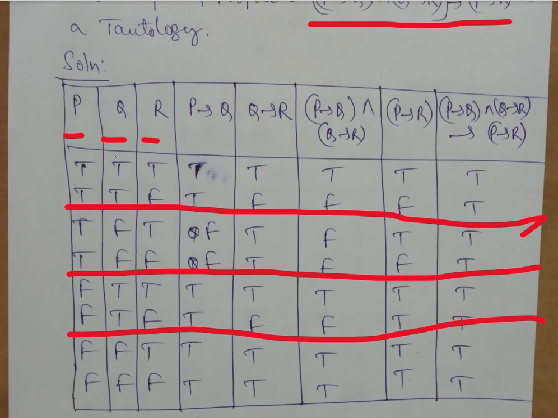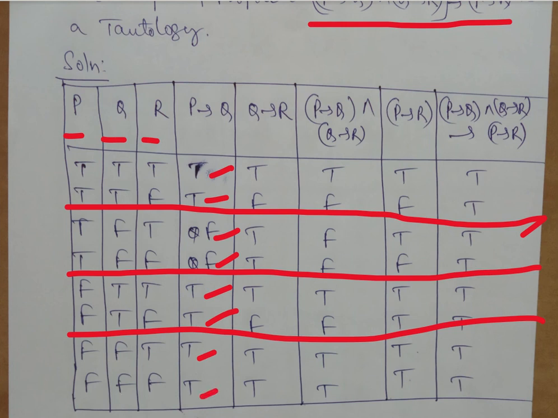Then P to Q. So just see P and Q. Both are T, T. Both are T, T. 1 T and 1 F, we know as per definition F. 1 T and 1 F, F. F and T, T. F and T, T. F and F, also T. F and F, also T.